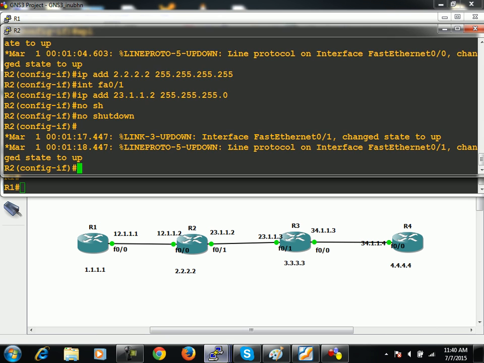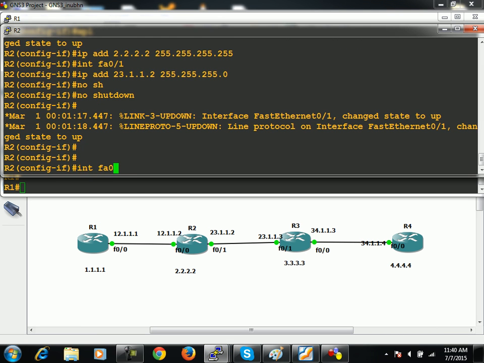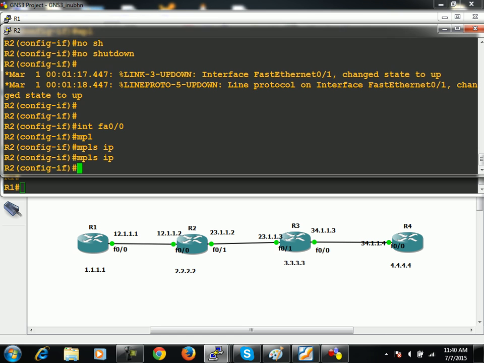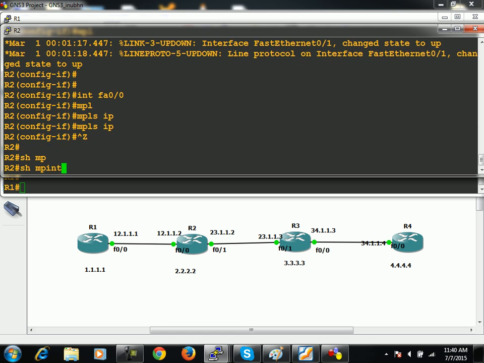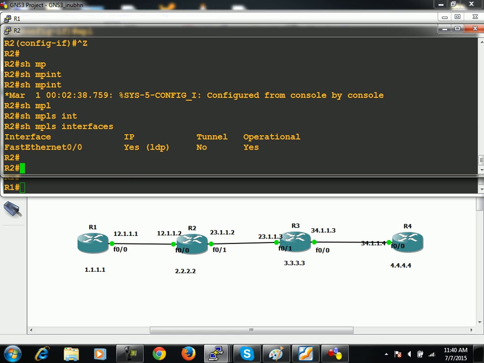Now move on. Go to FA0/0, say MPLS IP. Show MPLS. What is running? Have they formed neighborship? No, they will never form. You know why? R1 will elect its router ID as 1.1.1.1, and on R2, because we configured a loopback address, it will configure its router ID as 2.2.2.2 automatically. But they are not reachable to each other.